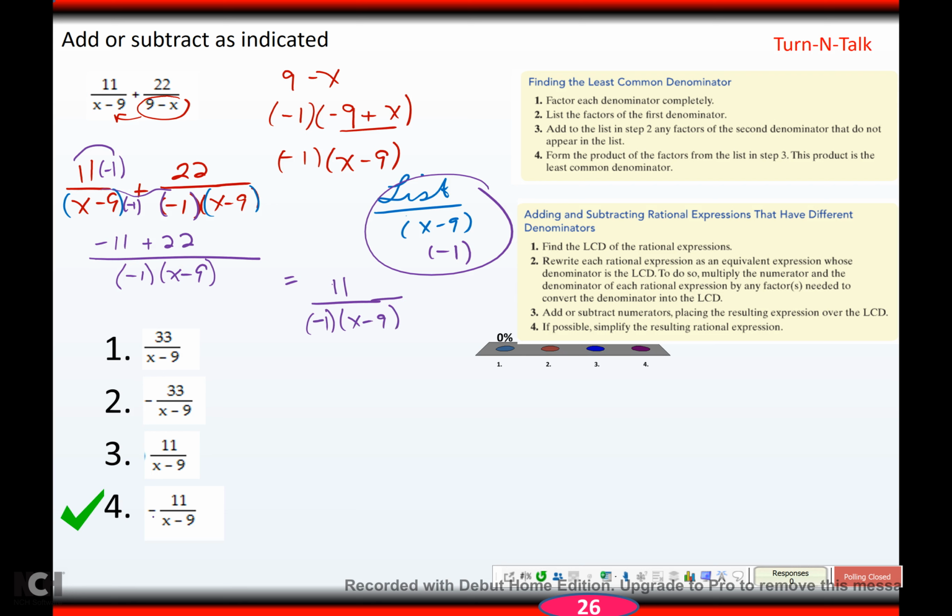And then all they did, instead of writing the -1 on the bottom, is they said, well, a positive divided by a negative is going to make the whole thing negative. And that's how they ended up with that. Okay?